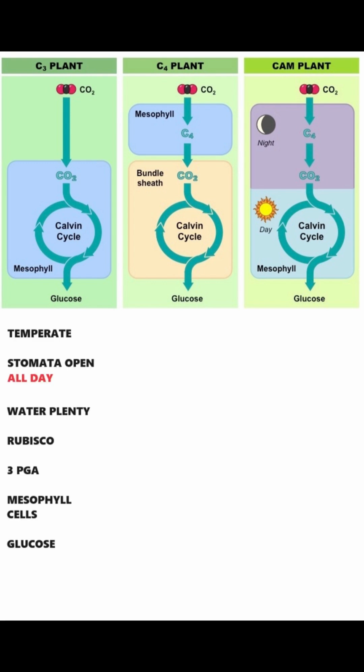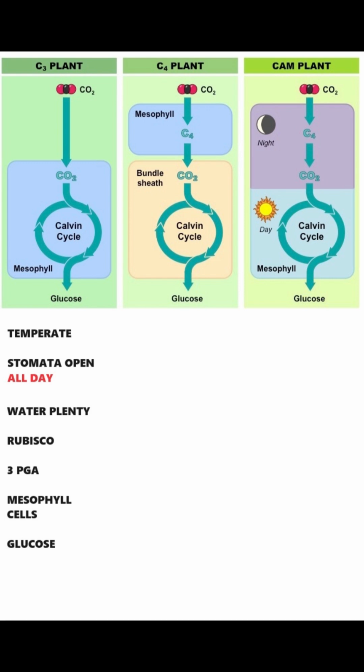C3 plants are called C3 because in carbon fixation, the first compound made is a C3 sugar called 3-PGA. They live in temperate conditions, which means that the temperatures aren't too extreme, too cold or too hot, and there's plenty of water available. Hence, they can have their stomata open all day long.